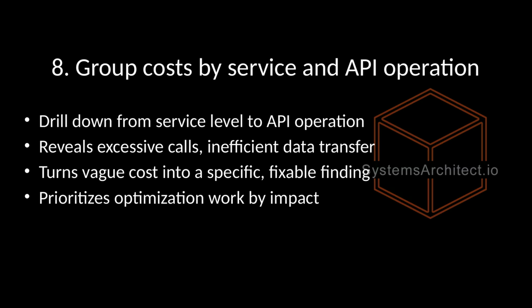8. Group costs by service and API operation. A service-level cost breakdown might tell you DynamoDB is expensive this month. It won't tell you why. That's where drilling down to the API operation level earns its keep. Grouping spend by service and API call reveals what's really driving the cost. It could be read-heavy queries, excessive writes, or high data transfer. That turns a vague finding into something addressable.